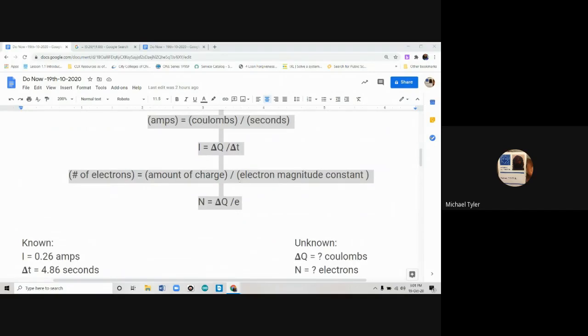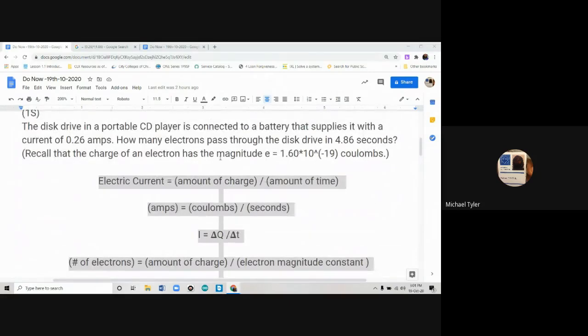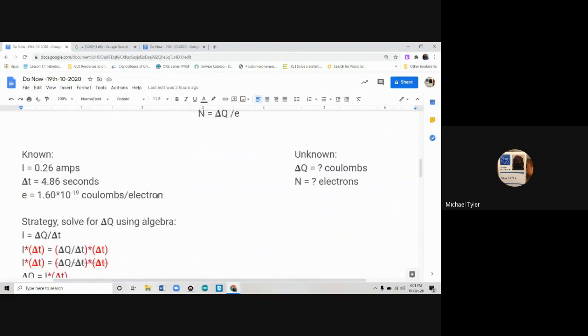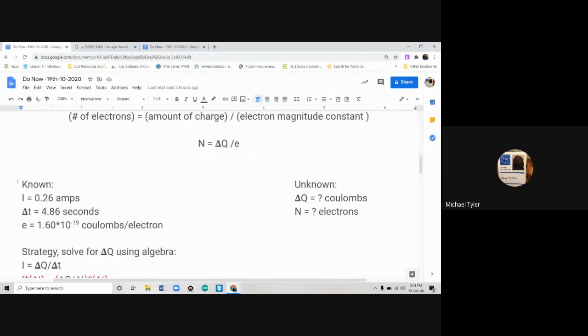Now we're not done there. That's the next set of notes that you guys should have had edited by now. The number of electrons is equivalent to the amount of charge divided by the electron magnitude constant. So that would be N is equal to delta Q, the amount of charge or change in charge, divided by our E, which is that constant I talked about a moment ago, the magnitude of the charge of the electron. Okay, so some known values. This is the next set of notes you need.